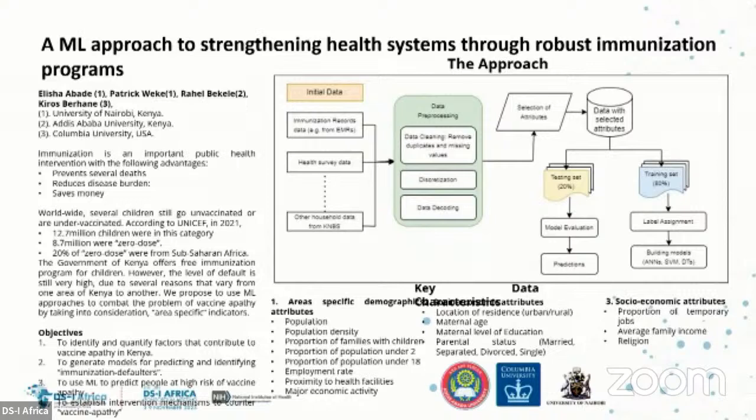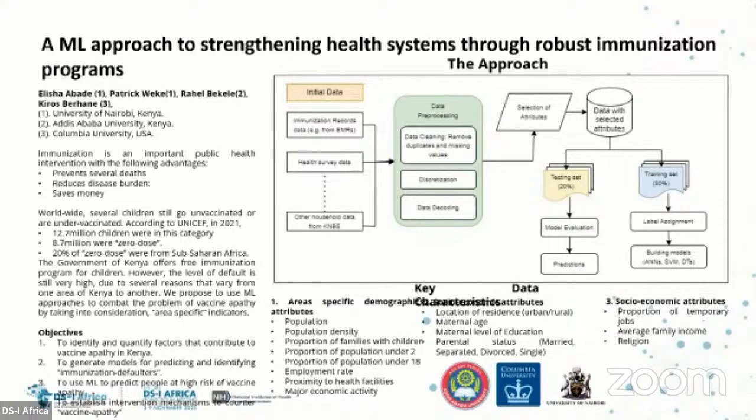Immunization is one of the most important health interventions, which is known to have a number of significant advantages, including reduction of disabilities, reduction of deaths, and even reducing disease burdens. Nonetheless, 2021 research by UNICEF revealed that there is still a lot to be done when it comes to immunization, whereby there are a number of children who are either under-immunized or not immunized at all. In that report, they are referred to as zero-dose children. And a significant number of these actually come from sub-Saharan Africa.